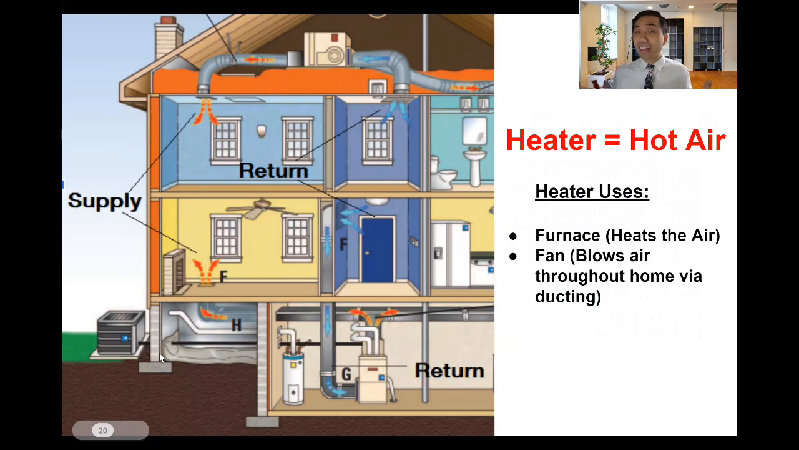Let's talk now about the heater. So now we're going to talk about hot air. Now the heater uses the furnace and that heats the air, and the fan blows air throughout your home via the ducting. And that's pretty much it. So your furnace is really doing a lot of the work when it comes to that.